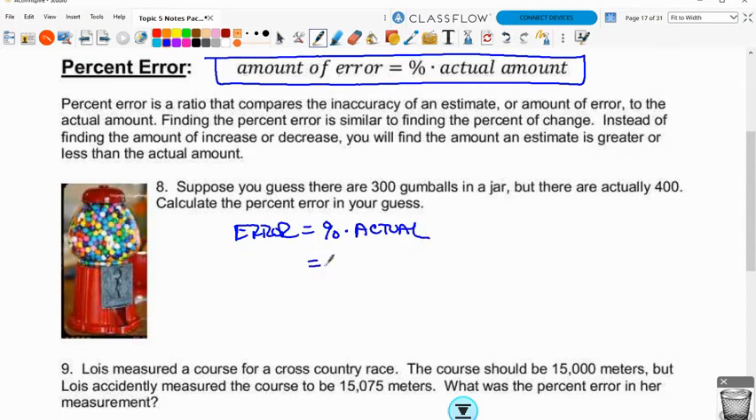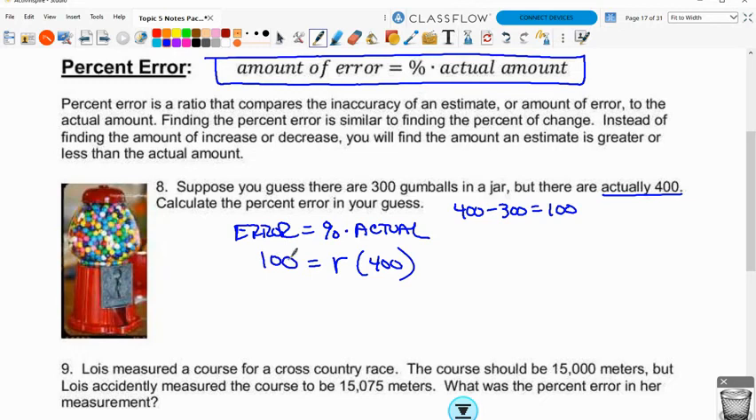Okay? Well, it says to calculate the percent error. So we're looking for R, which is our rate, the percentage. And we guessed 300 gumballs, but there's actually 400 gumballs. So the actual amount was 400 gumballs. How much error did we have? Well, if there are 400 gumballs and we guessed 300, 400 minus 300, that means that we were off by 100 gumballs. So 100 is the amount of error.